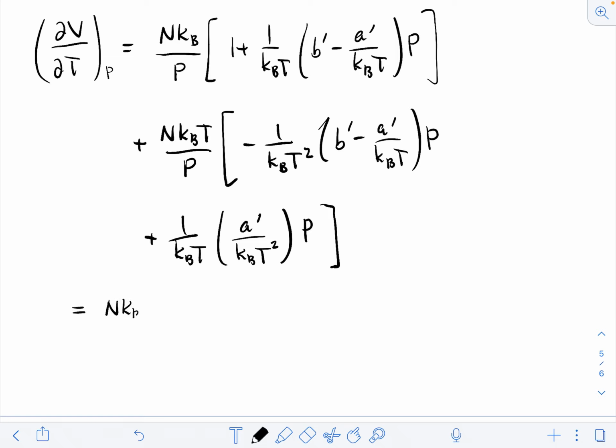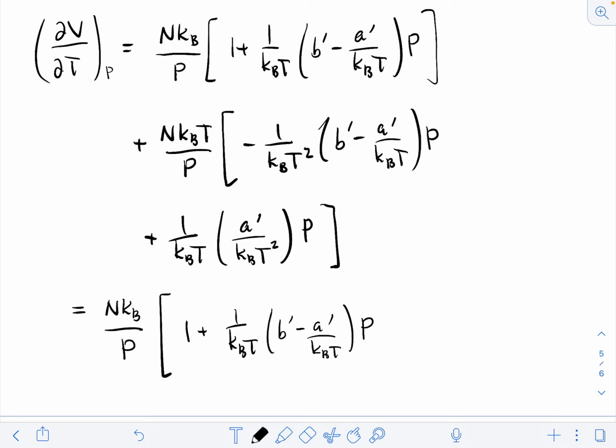So N k_B over P, and so what is all the stuff we have? We have a 1 plus 1 over k_B T B prime minus A prime over k_B T P. So that's, I haven't changed anything there.